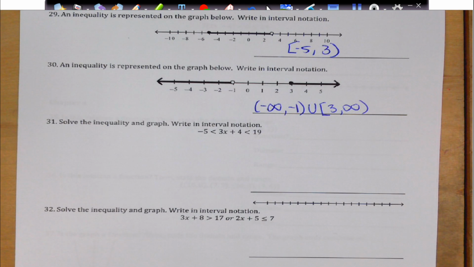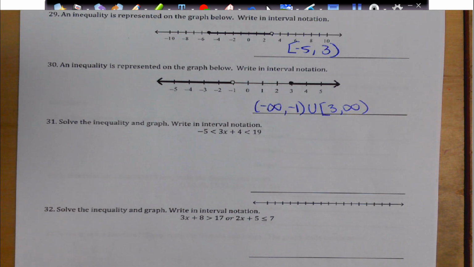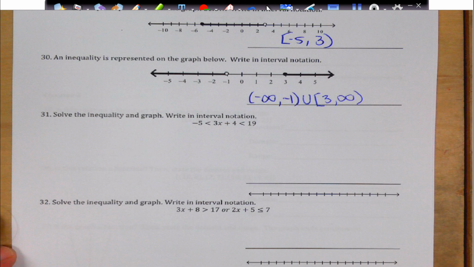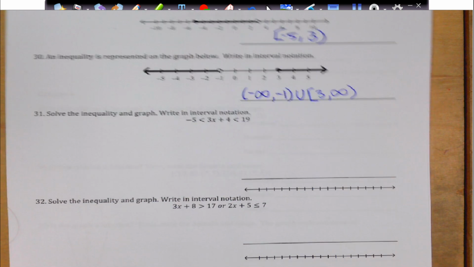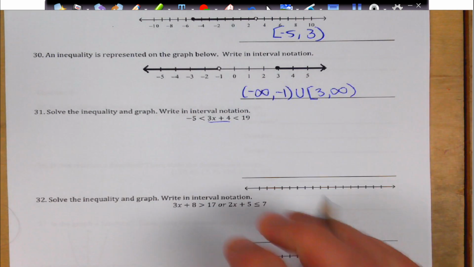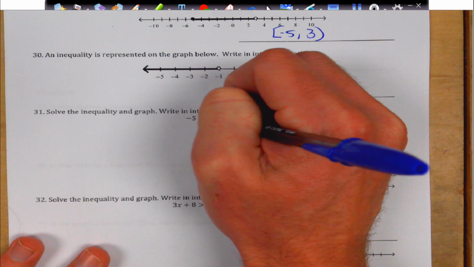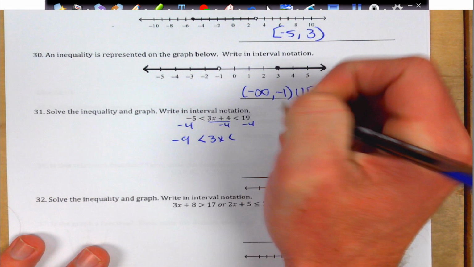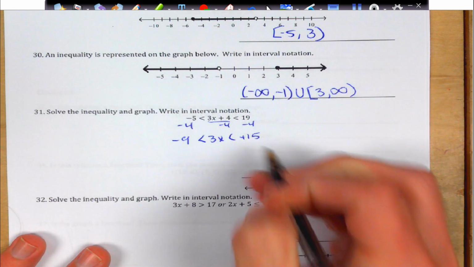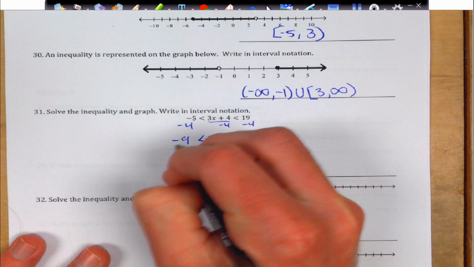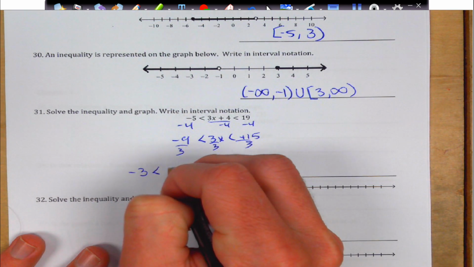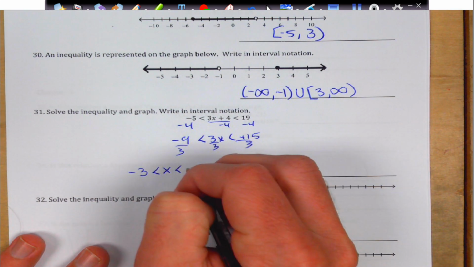Okay, so we're going to now start seeing some of these double type of intervals here. Our first one we see right here. Basically, I want to just get this part to be x by itself, so I'm going to subtract 4, but I have to do it to all sides, so I get -9. 3x is now in there, and 15, that's positive 15. Divide everything by 3, and I get -3 is less than x, and that is going to be 5.